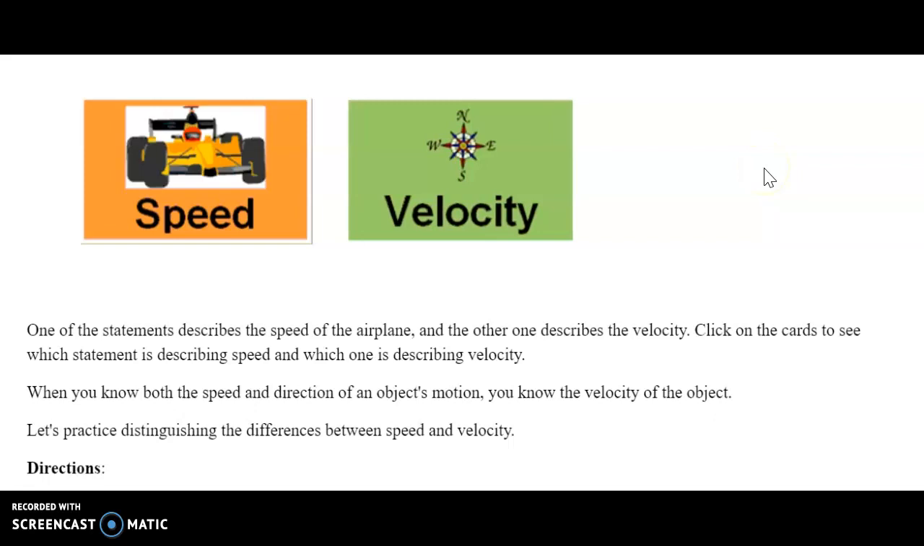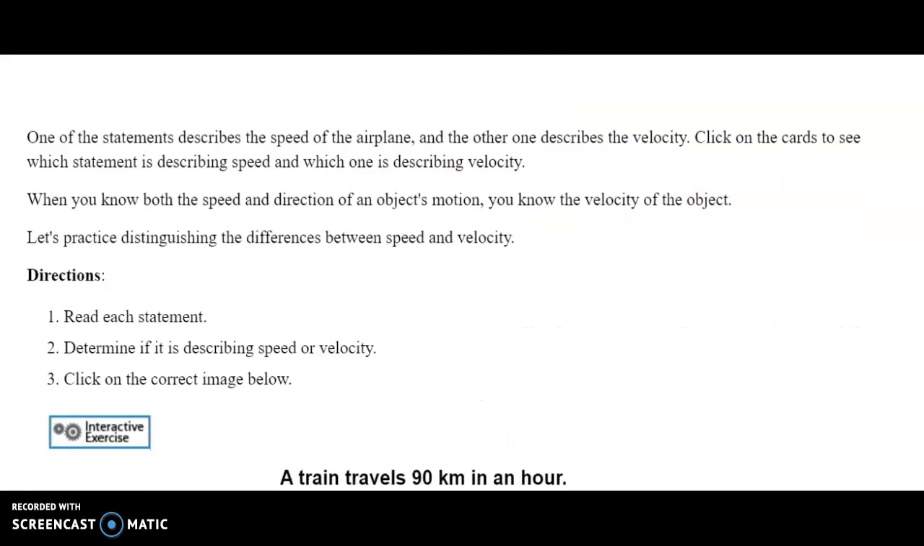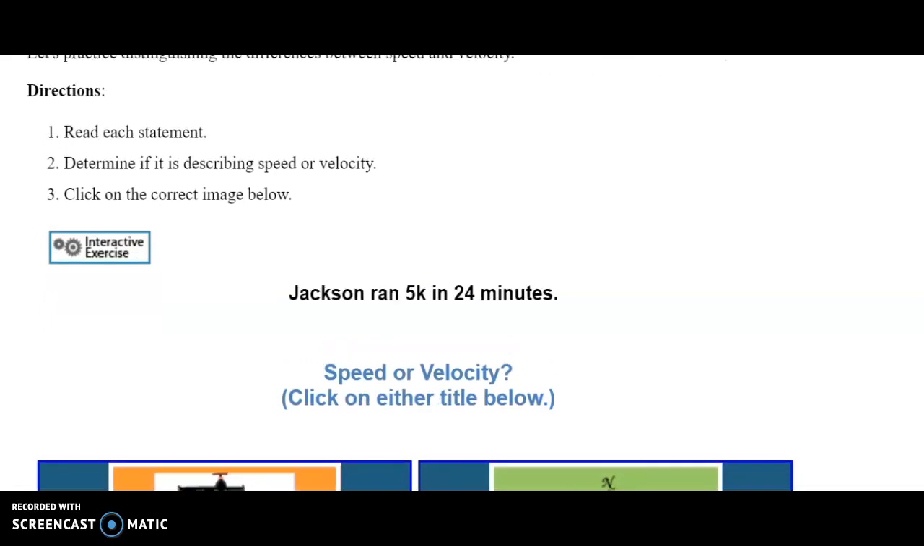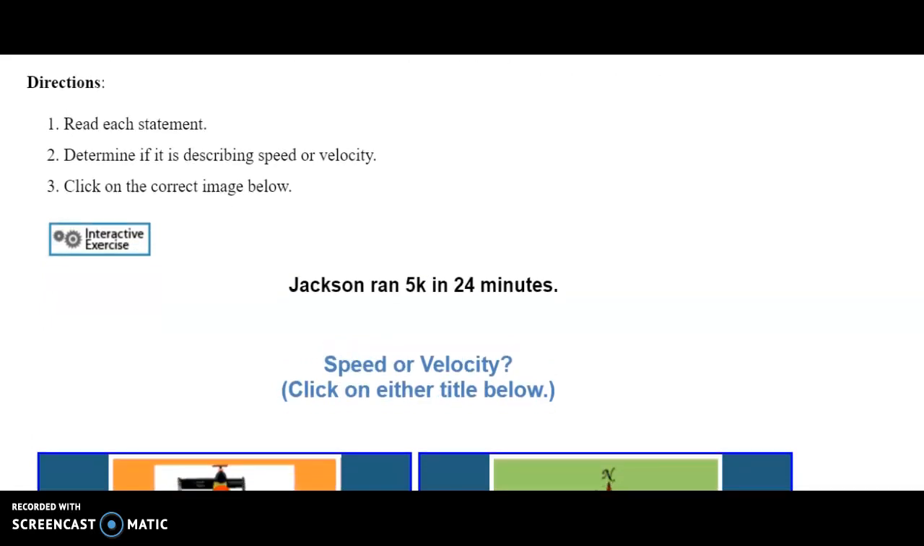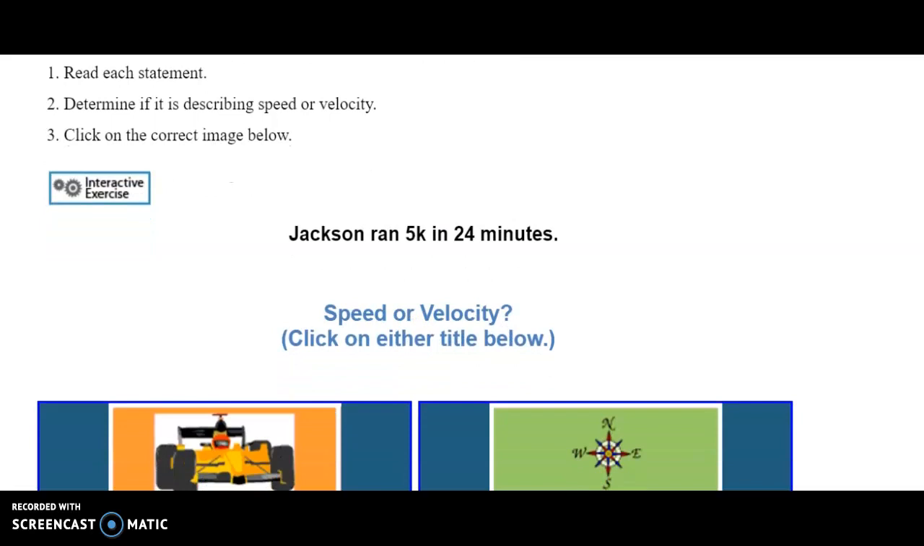So you notice the one that was describing velocity had the direction in it. When you know both the speed and direction of an object's motion, you know the velocity of the object. Now we're going to practice distinguishing the differences between speed and velocity. In this activity, we are going to look at statements and determine if the statement is describing speed or velocity.